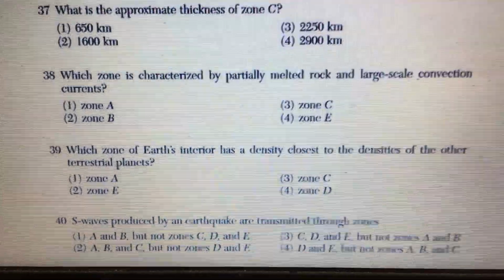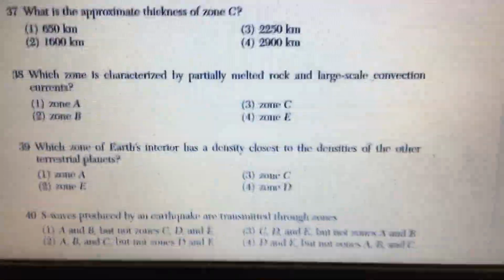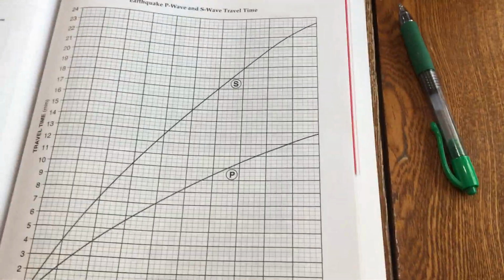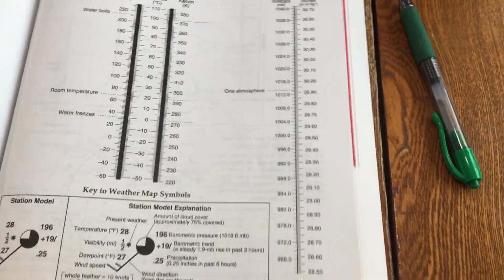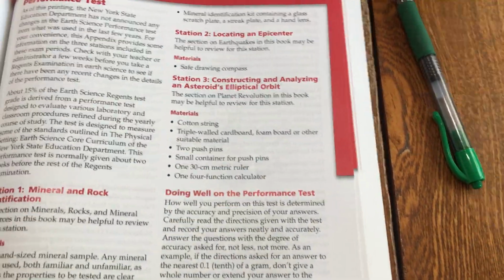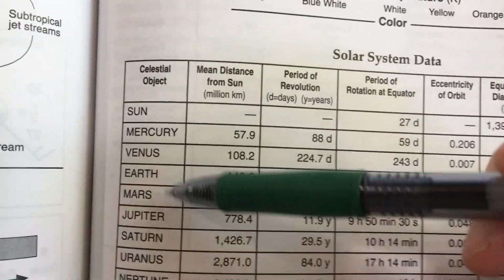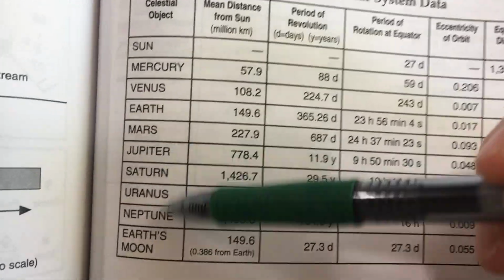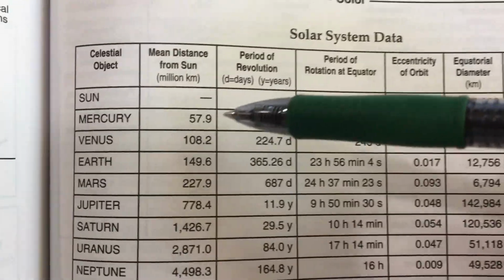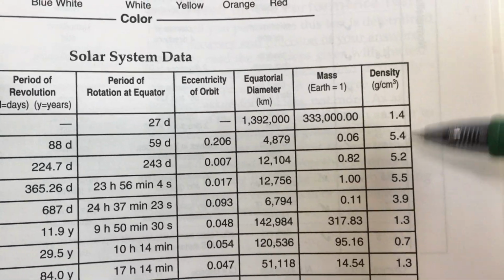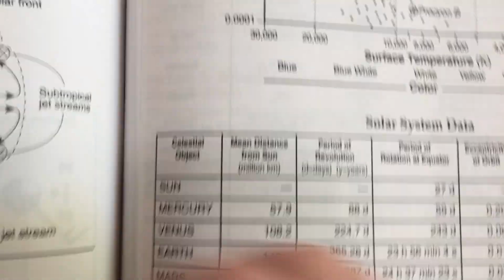Which zone of Earth's interior has a density closest to the densities of the other terrestrial planets? Yeah, I remember this one. That's kind of a blast from the past, if you got to go to another reference table. If you remember this guy from way back in the beginning of the year. And you would have to remember what the terrestrial planets are. The terrestrial planets are the first four. The Jovian planets are the last four. So we're going to be looking for densities in the, about 4 to about 5, somewhere in there. So that's what we want.